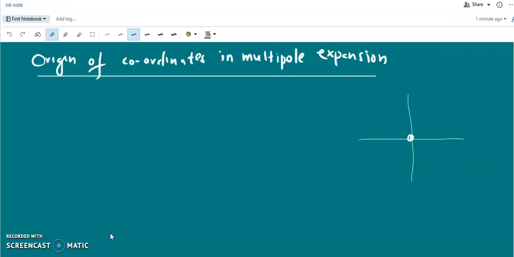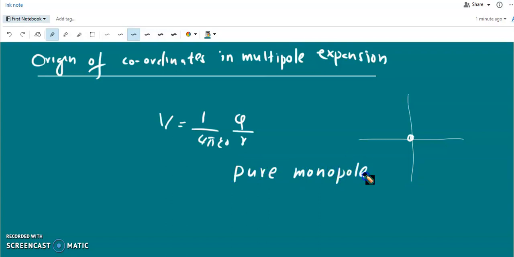Now we discuss the origin of the coordinates and the multipole expansion. We know that the point charge at origin constitutes a pure monopole. That means if we expand the potential due to a point charge at origin, we can see that there is only the monopole term, 1 by 4 pi epsilon 0 q divided by r. The dipole, quadrupole and higher order terms are 0, and therefore the point charge at origin acts as a pure monopole. So there are no higher order terms.